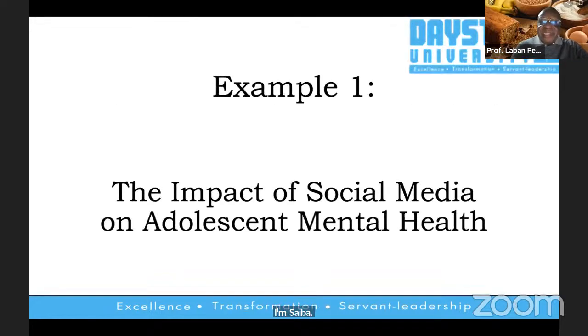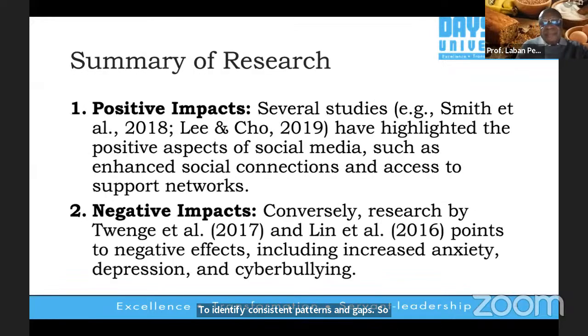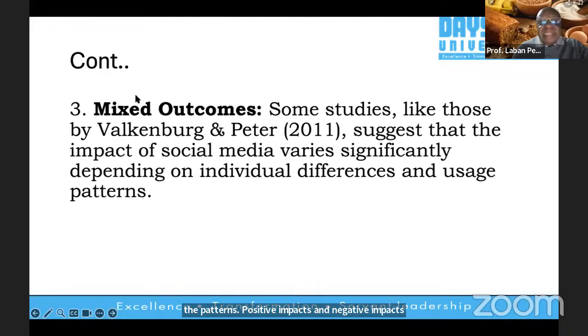Note the impact of social media on adolescent mental health. So what is this? We have seen a surge in research on the impact of social media on adolescent health, so we are synthesizing these findings from various studies to identify consistent patterns and gaps. These are the patterns: positive impacts and negative impacts, and then mixed outcomes. Some studies, like those of Valkenburg and Peter, suggest that the impact of social media varies significantly depending on individual differences and usage patterns.